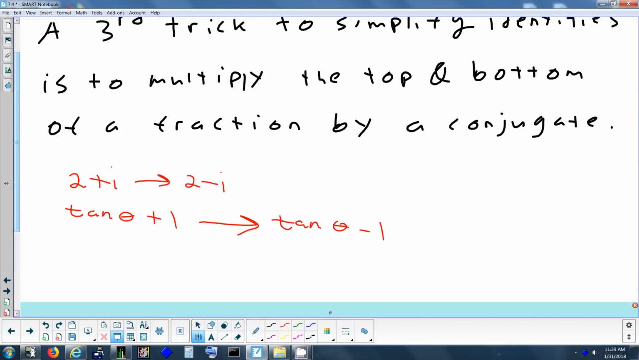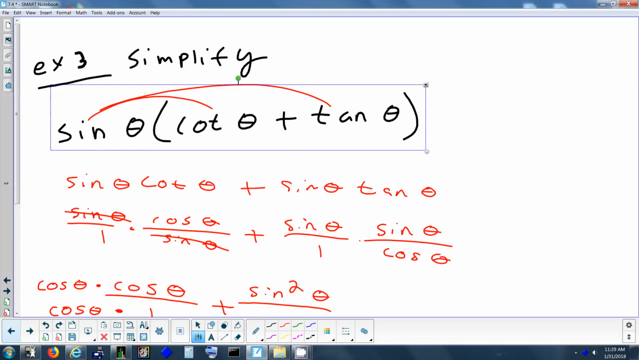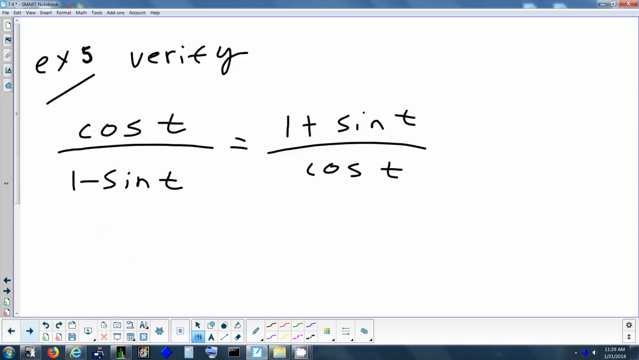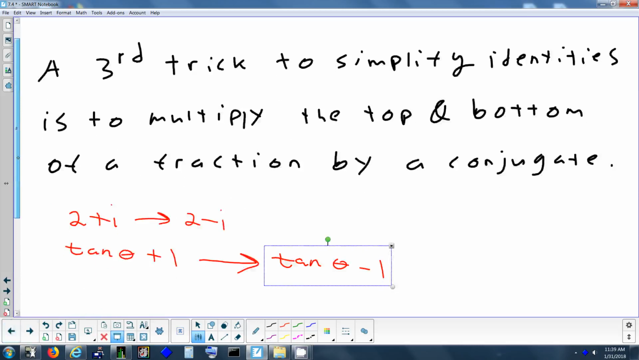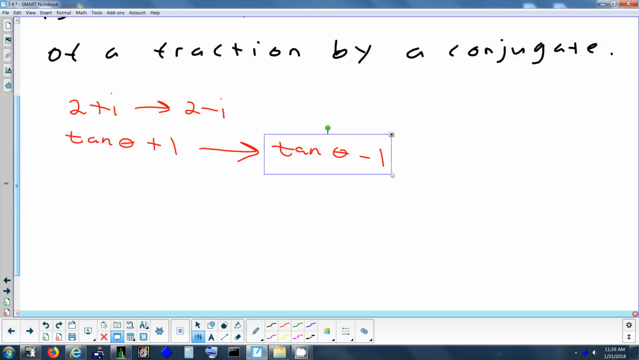So the reason I say it's very obvious when you have to use a conjugate is because you always have a trig function plus or minus a number. You do not have that here. That's a trig function plus a trig function. So you don't have it there. Conjugate: trig function plus a number. This is a problem where you would use a conjugate. Okay. So always look for a trig function plus or minus a number. That's the only time you can use conjugates.